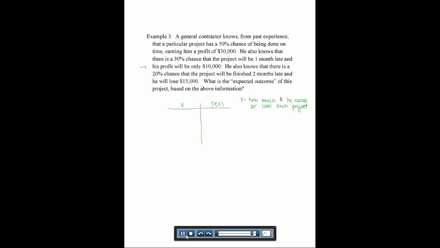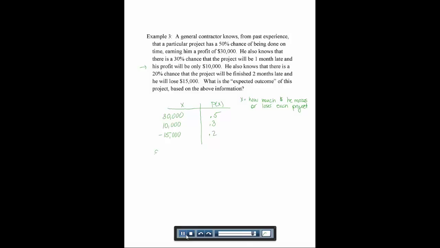If it's on time, he's expected to make $30,000, and we know there's a 50% chance, or 0.5 chance, of that happening. If it's 1 month late, he only makes $10,000, and there's a 30% chance, or 0.3 chance, of that happening. If he's 2 months late, he loses $15,000, so that's a negative $15,000, and there's a 20% chance of that happening.